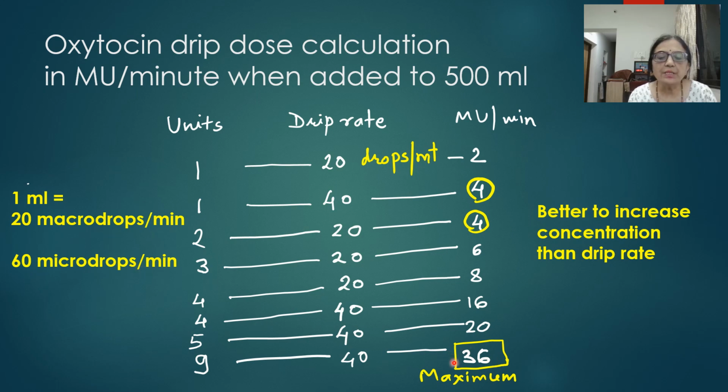Now, this 36 is the maximum dose which is given by American guidelines. Though there are some studies which show that a higher dose can be used without any perinatal morbidity or mortality, this is usually considered the standard maximum dose, where we are adding 9 units and giving at 40 drops per minute. That patient will be receiving 36 milliunits per minute.